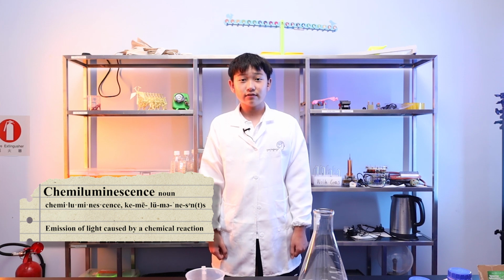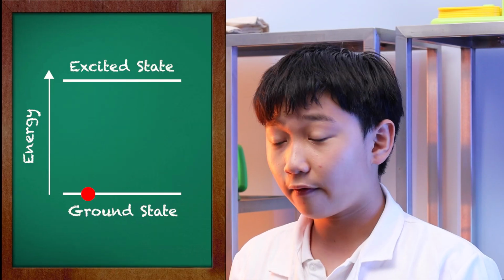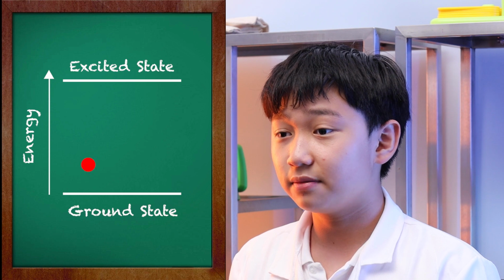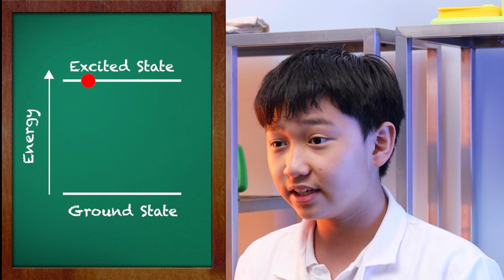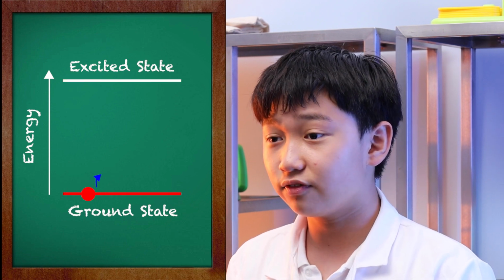Chemiluminescence is the emission of light caused by a chemical reaction. During a reaction, an electron of a reactant will transit from its ground state to an excited electronic state, and vice versa for when it releases energy in the form of visible light.